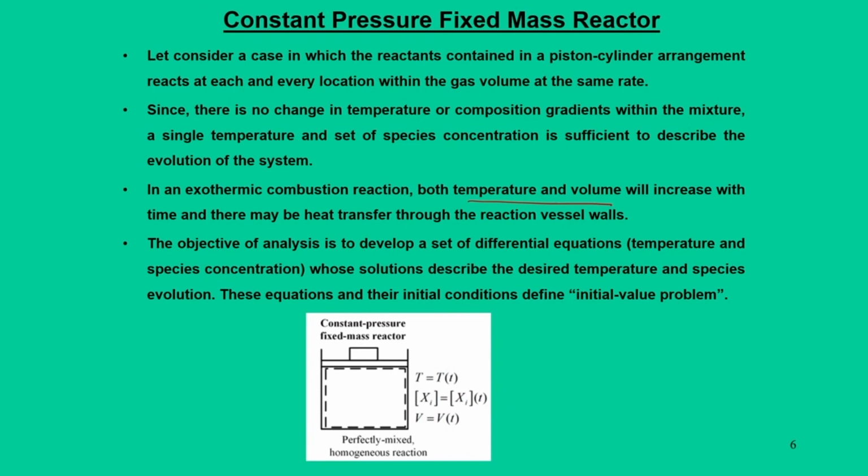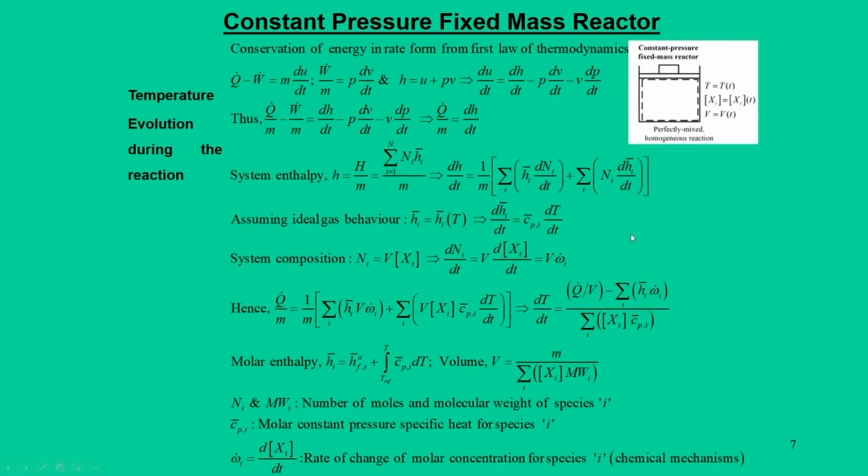So towards the end of the things we will see that we need to find some differential equations, and those equations can be modeled through initial value problem. That means with the initial conditions they can be modeled. Now let us understand the basic mathematical concept behind the fixed mass constant pressure fixed mass reactor.